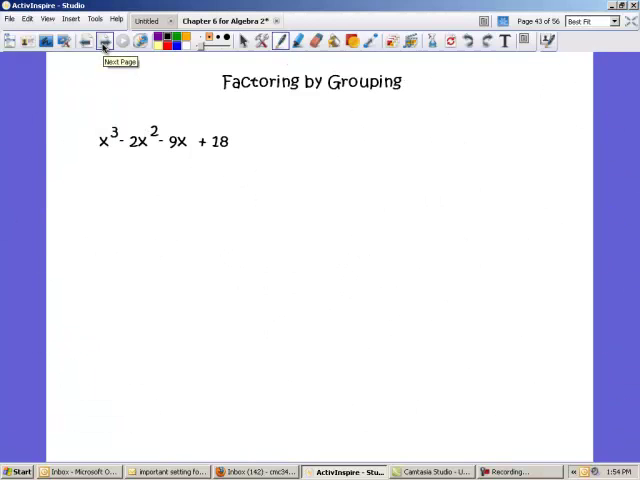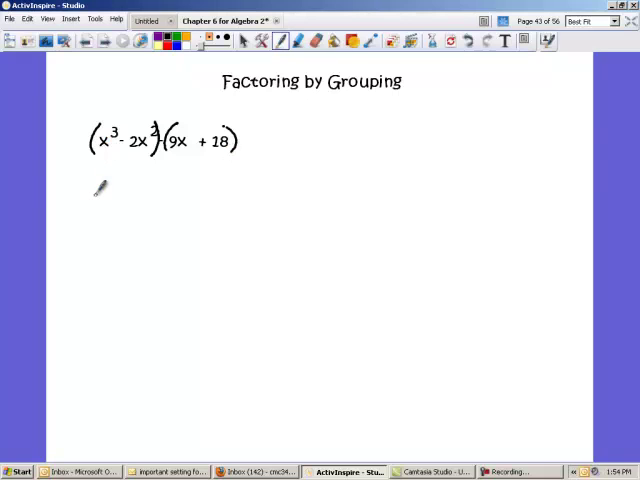All right, there's also a way to factor when you have 4 different terms here. So if you have more than 3, you cannot factor like we normally have been. When there's 4, we're going to group these together. So we're going to take the first 2 and just put parentheses around it. And then we're going to take the second 2 and put parentheses around it. And we're going to factor each one separately.